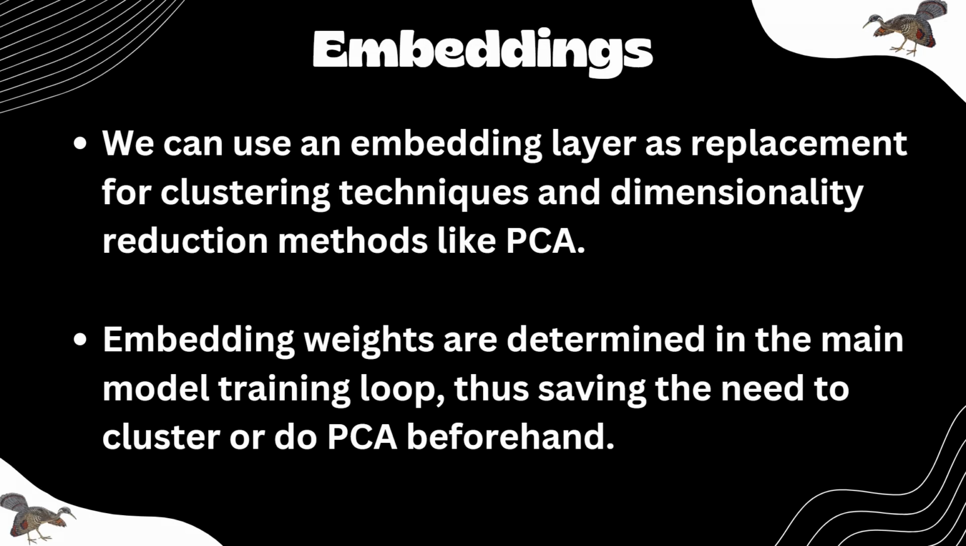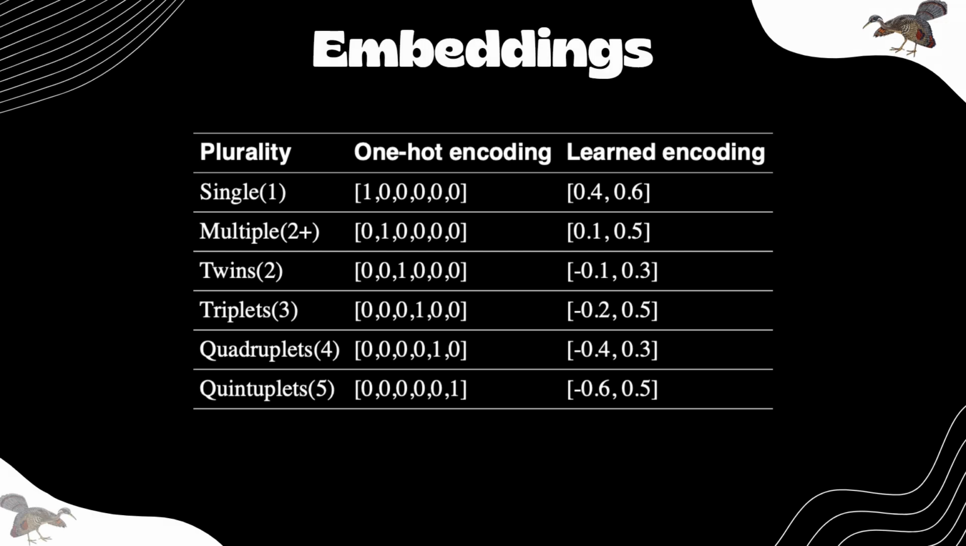Here's an additional note from the book. If you're using an embedding layer, you don't need to perform clustering or PCA beforehand. These methods also aim to capture relationships between data points in a lower dimensional space. And the embedding layer already does that. Let's look at the representation we get after applying the embedding layer.